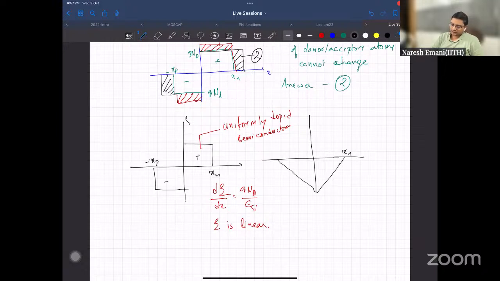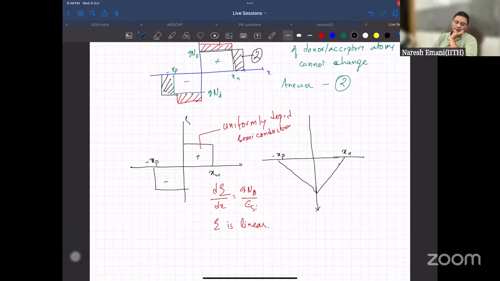Now my electric field is going to be this. This is my xn, this is my xp. This is my electric field, and this, let's say, is at V1. As I increase the voltage in reverse bias, what happens to the electric field? How will the electric field look?